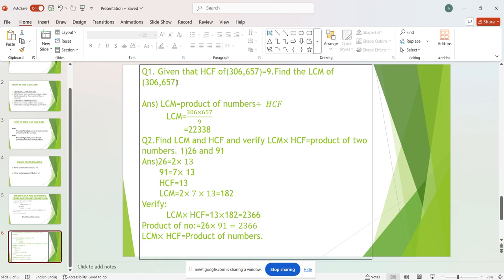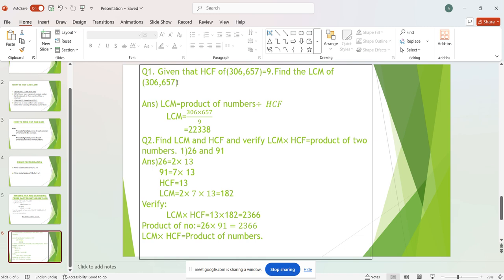LHS is given. So what is the RHS? The product of two numbers is the RHS. The two numbers here are 26 and 91. So the product of the numbers equals 26 into 91 equals 2366. Look, the two are equal. Notice that these two are equal. So the verification is correct. LCM into HCF equals the product of the numbers. You find the HCF and LCM and verify also, and you see these two are correct.